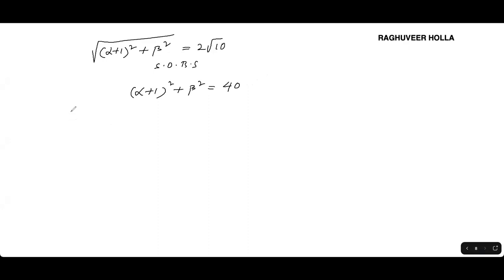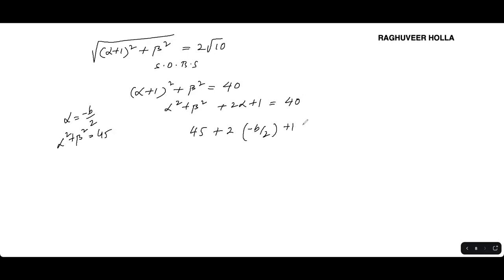So let us substitute alpha as minus b by 2 and alpha square plus beta square as 45. So this is alpha square plus beta square plus 2 alpha plus 1 is equal to 40, or this is 45 plus 2 into minus b by 2 plus 1 is equal to 40, or we simplify this, minus b is equal to minus 6, or b is equal to 6.